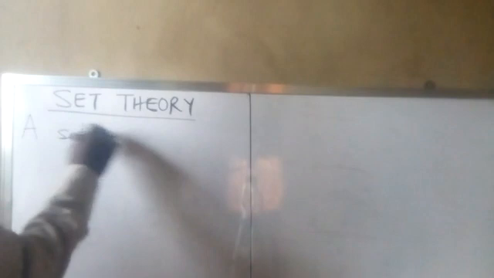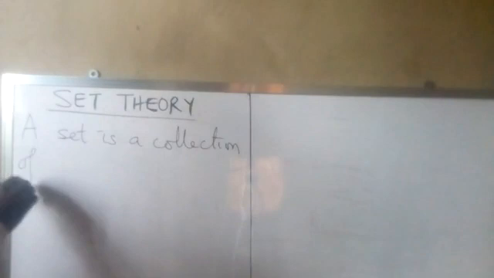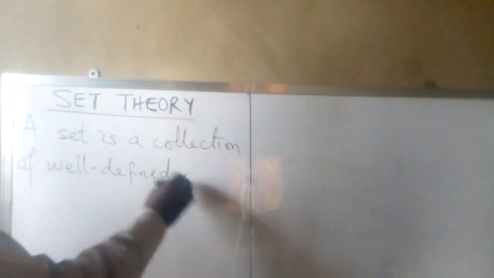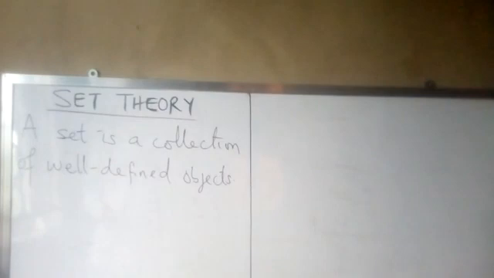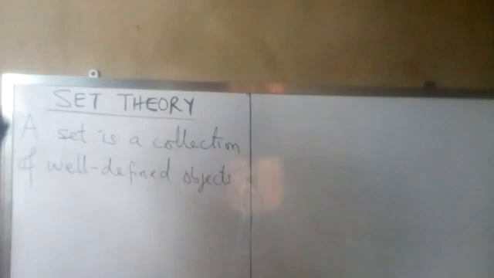Set theory. How do we define the word set? A set is a collection of well-defined objects. There are important things for us to know about sets.